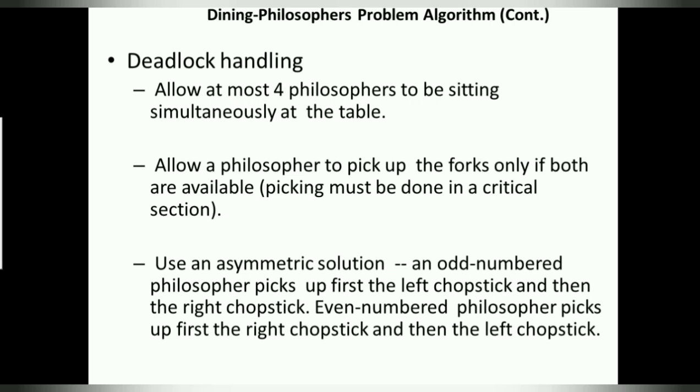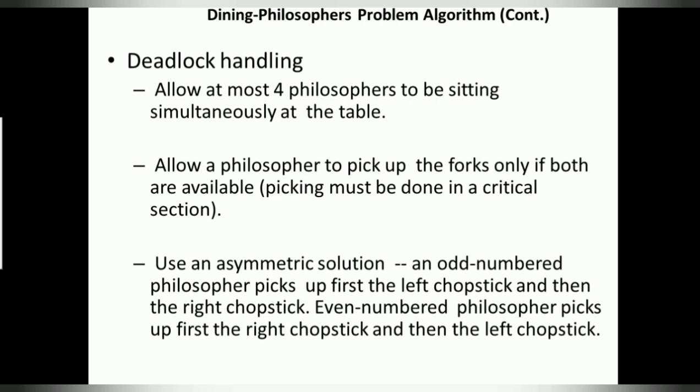The last one, it tells, odd number of philosophers pick the left chopstick and then the right chopstick. Even number of philosophers pick up the right chopstick first and then the left chopstick. These are some of the solutions to handle the deadlock. We will further see the semaphore solution that is given to the dining philosopher problem. We will again revisit the dining philosopher problem with the solutions by the monitors as well.